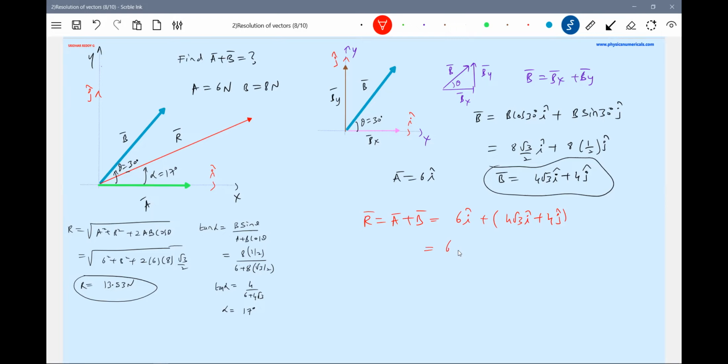So root 3 is how much? Okay, this will make them common. After this, 6 plus 4 root 3, which you can write as 12.93.